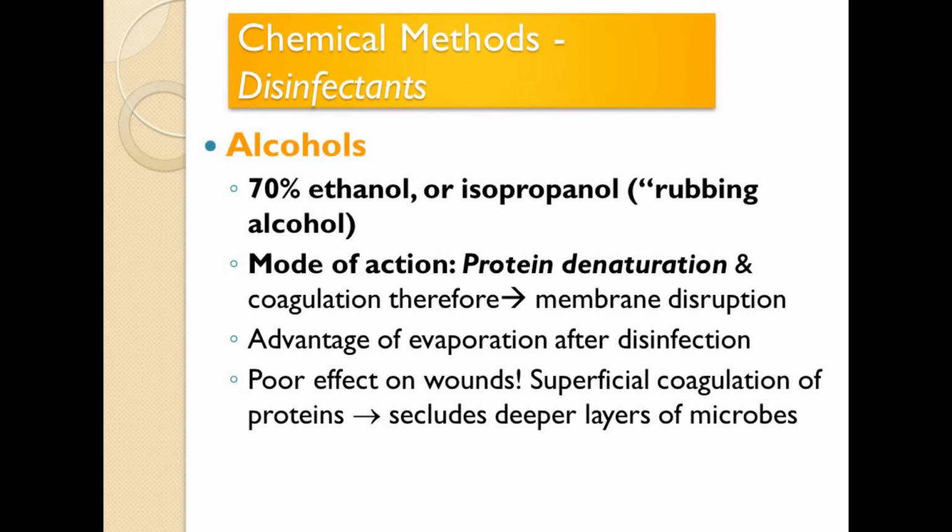Okay? After disinfection, as you can observe, when you add alcohol to your fingers or to your tables, it easily evaporates. So poor effects on wounds, superficial coagulation of proteins. Therefore, it secludes deeper layers of microbes. So your alcohol has a poor effect on your wounds because there will be a superficial coagulation of proteins. So the inner bacteria or the inner microorganisms will not be included, right?